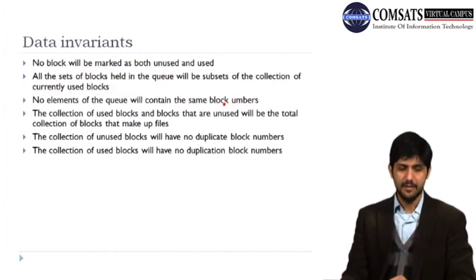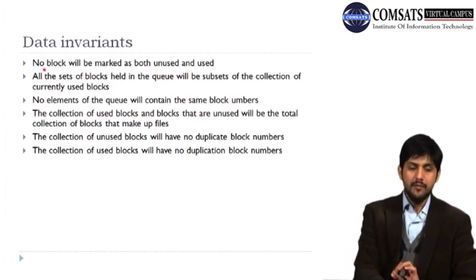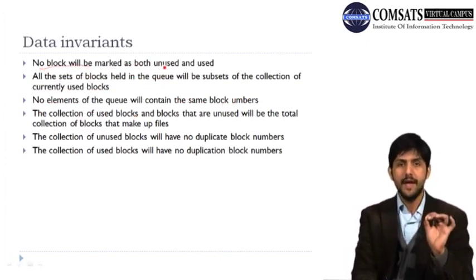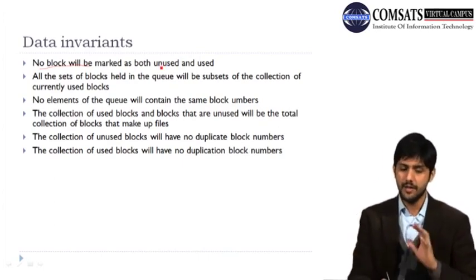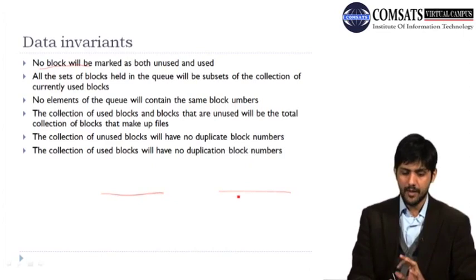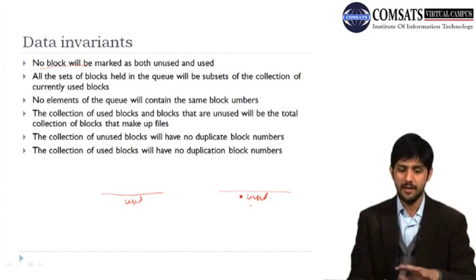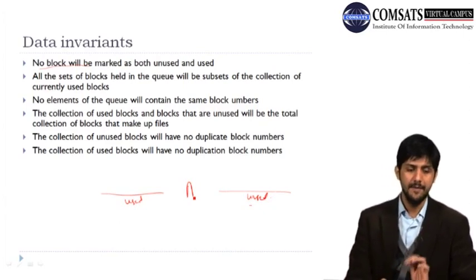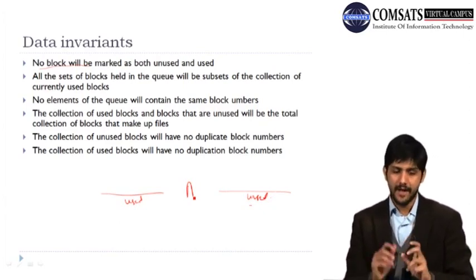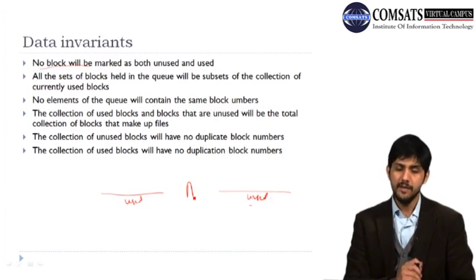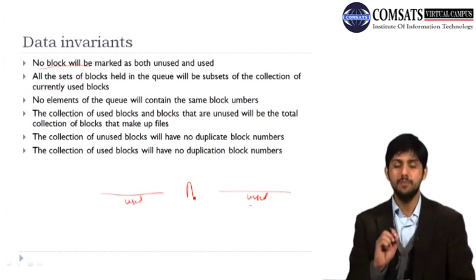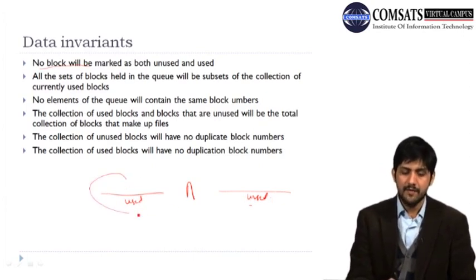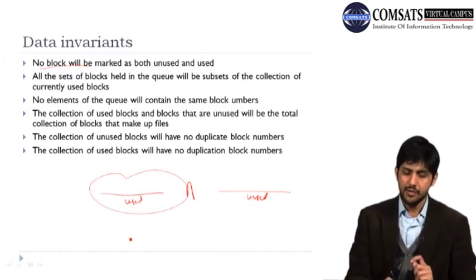And what are the data invariants now? No block will be marked both as used and unused. This is a very important condition. We have two sets, a set of used blocks and a set of unused blocks, and there should not be anything common, so the intersection of these two sets should be null. This is the first data invariant. The second one is that all the sets of blocks held in the queue will be subsets of the collection of currently used blocks. So the queue should be a subset of this particular set.